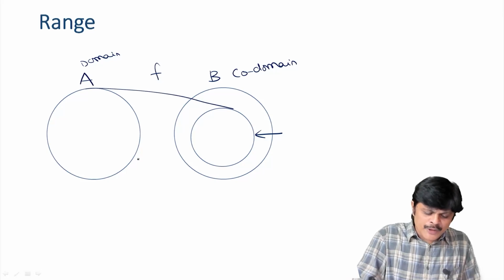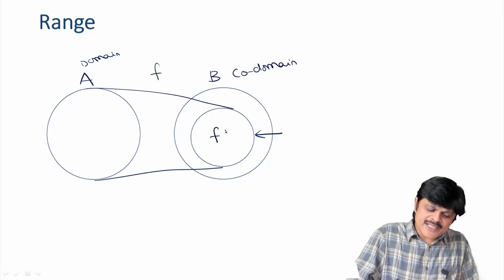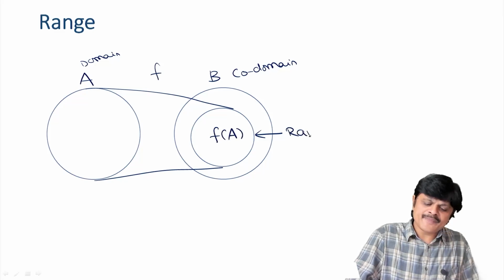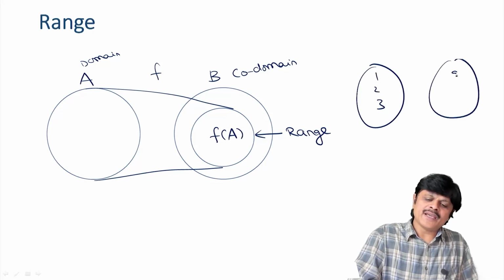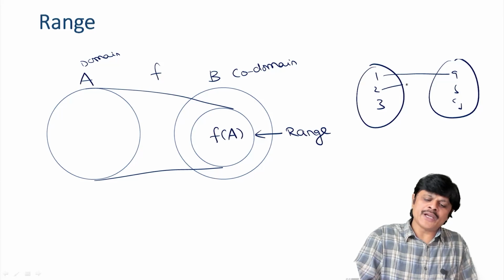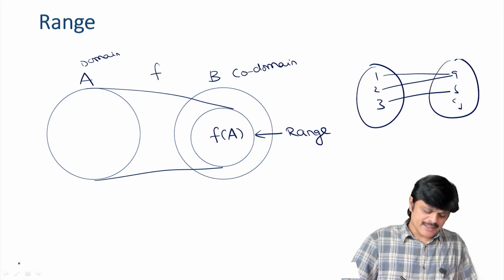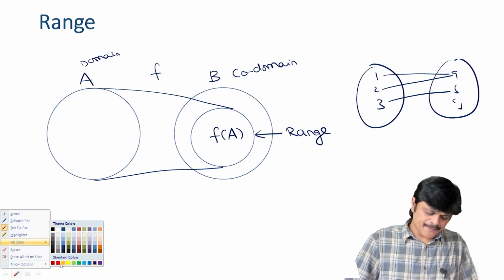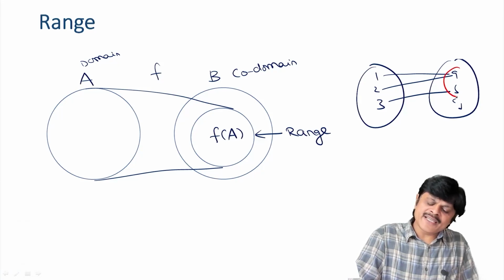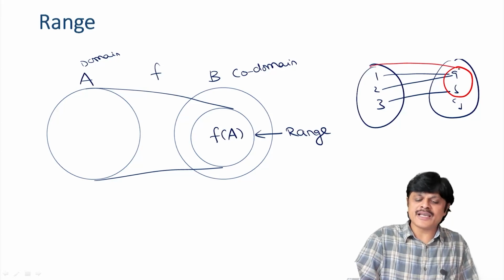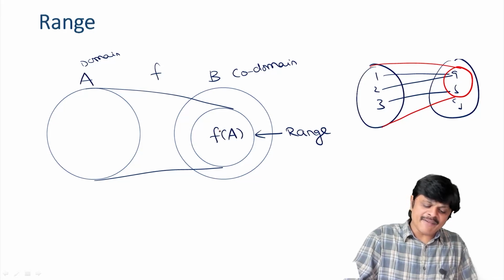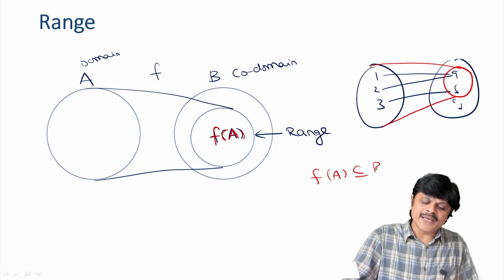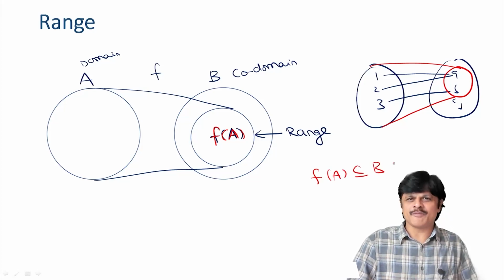That is, A is mapped to only this part. This is what is called f(A), which is the range. For example, if you have 1, 2, 3 and A, B, C, D, where 1 is mapped to A, 2 is mapped to A, 3 is mapped to B, then the range is not A, B, C, D, it is just A, B, because the function is mapped to only these two elements. So that is range. We denote it by f(A). In general, f(A) should be a subset of B. It is not equal in general, it is a subset of B.